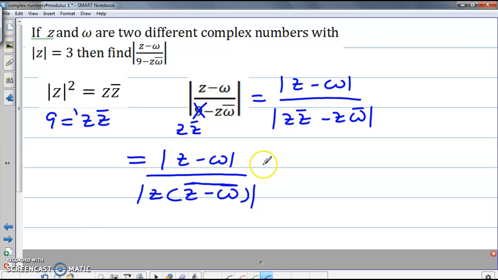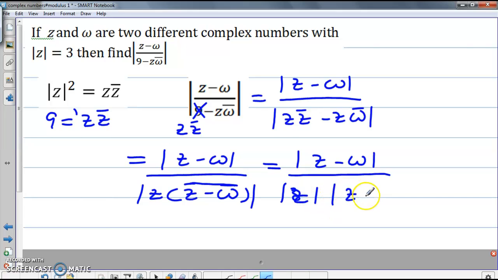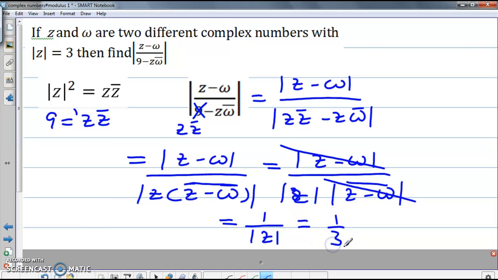Now this is equal to mod of z minus omega upon mod of z times mod of z minus omega conjugate. Now mod of z minus omega is equal to mod of z minus omega conjugate, so these two terms cancel out. We get 1 upon mod z, which is equal to 1 upon 3. So our answer is 1 upon 3. Next problem, let us see.